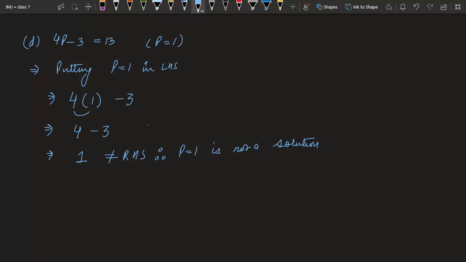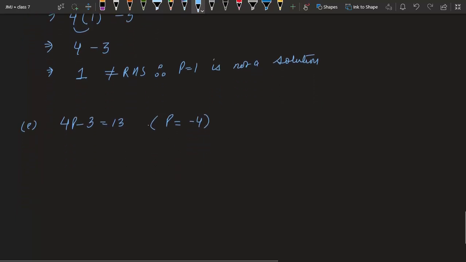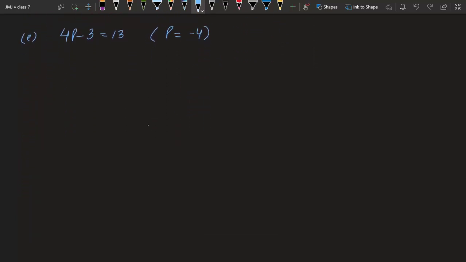So now let's see the E part. E part, same equation is there. They want us to check with another value of p, which is right now minus 4. Okay. Now if you put p equal to minus 4 in this given equation, it becomes 4 bracket, sorry, minus 4. Let me write this again.